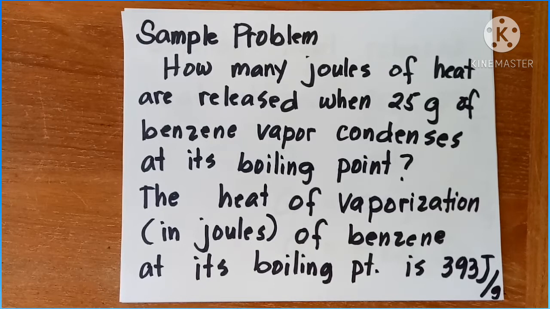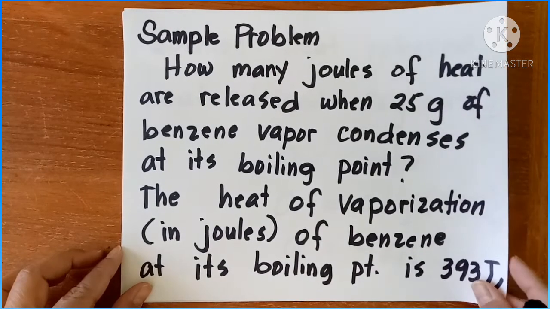Got it? Alright, so this time let us have a sample problem pertaining to the equation that we will be using in order to change the phase of matter. So, sample problem number 1: how many joules of heat are released when 25 grams of benzene vapor condenses at its boiling point? The heat of vaporization of benzene at its boiling point is 393 joules per gram.